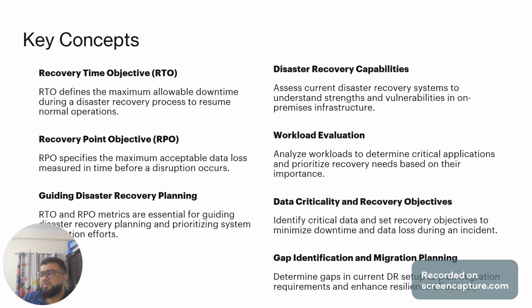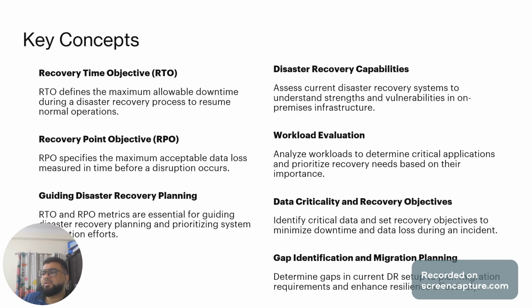Before we jump into the architecture and implementation details, it's important to understand some key concepts that guide a disaster recovery strategy. First, recovery time objective, or RTO, defines the maximum downtime systems can tolerate during a disaster before resuming normal operations. Complementing that is the recovery point objective, or RPO, which specifies the maximum acceptable data loss measured in time before a disruption occurs. Together, RTO and RPO are critical metrics that guide disaster recovery planning and help prioritize which systems need to be restored first.